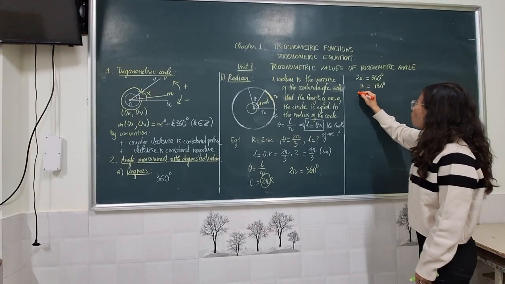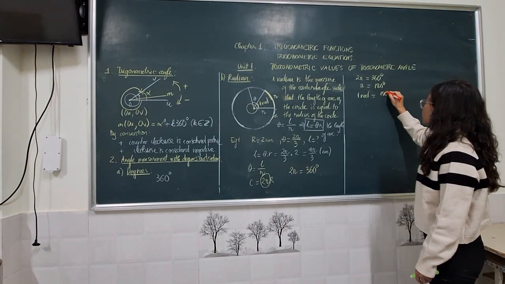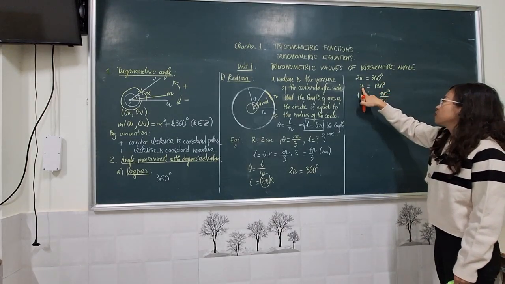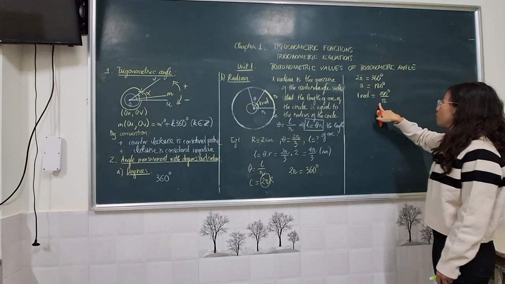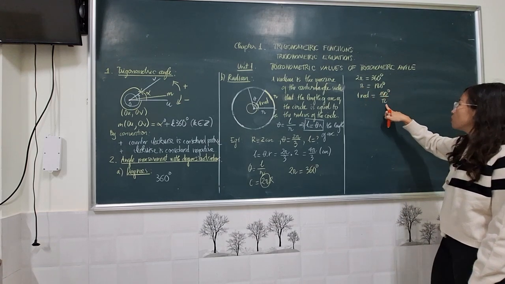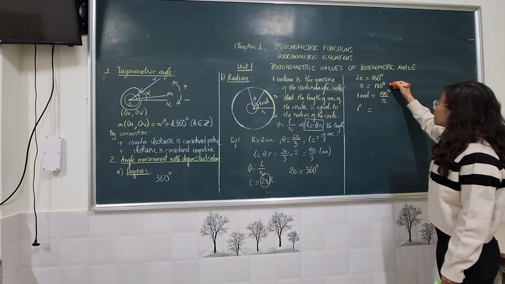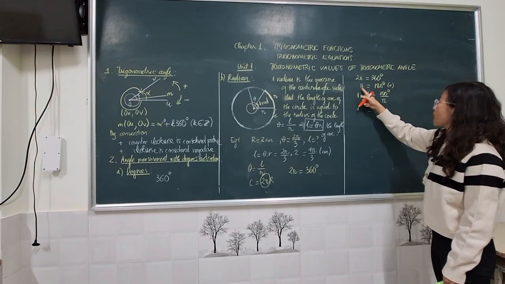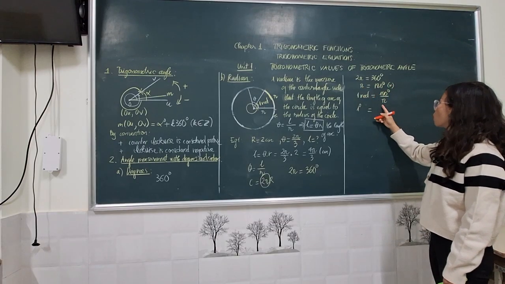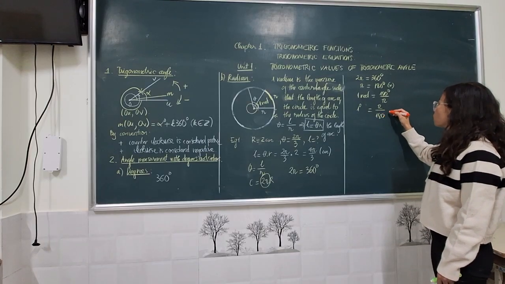So we have 1 radian equals 180 degrees over pi. Divide both sides by pi. We have 1 radian equals 180 degrees over pi. And 1 degree equals, now let's divide both sides by 180 degrees. We have 1 degree equals pi over 180 radians.